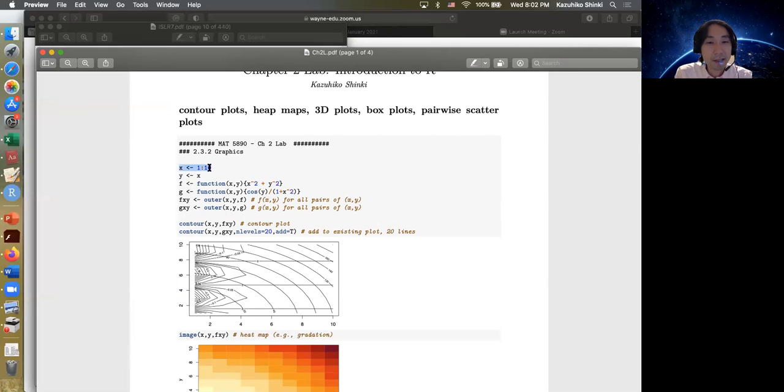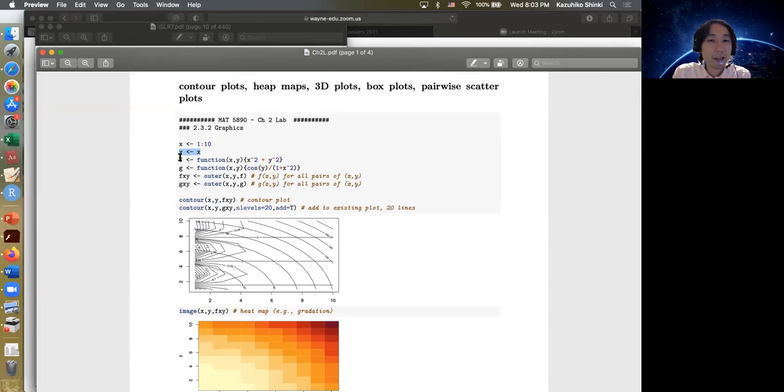Okay, so the first one. We define x as this and y as this. Actually, the x and y are the same here, 1 to 10. So basically we think about 10 by 10 data: the pair (1,1) to the pair (10,10), that is (1,1), (1,2), (1,3), (1,4), up to (1,10), and (2,1), (2,2), up to (10,10). So we have 100 data points of pairs (x, y). Then we calculate the function of x, y. So f of x, y is equal to x squared plus y squared.